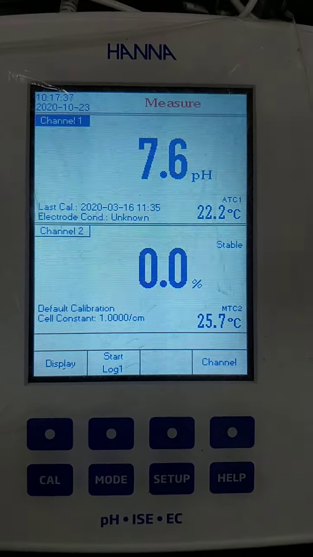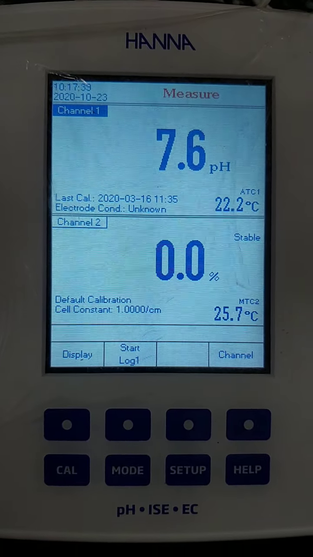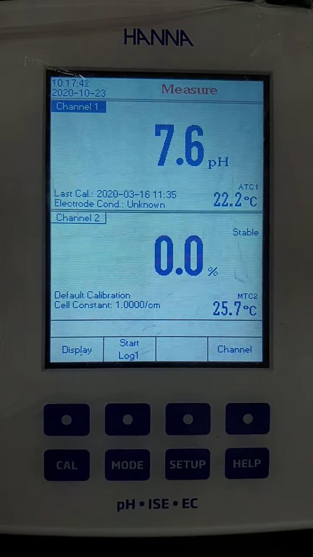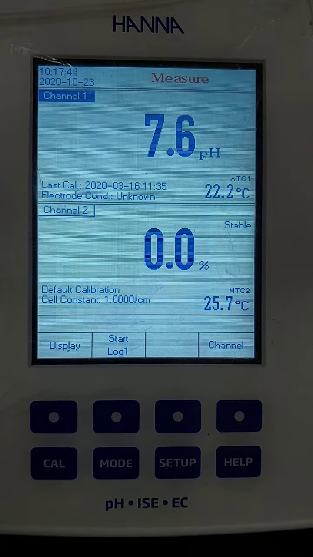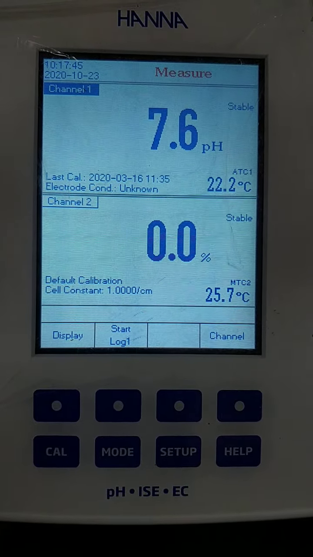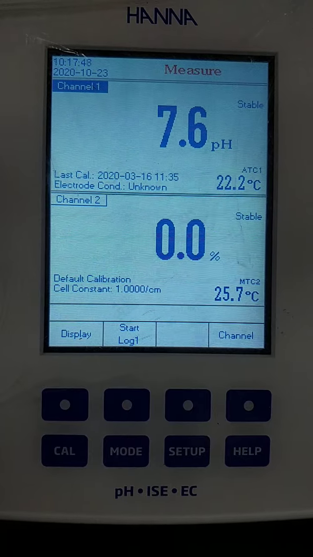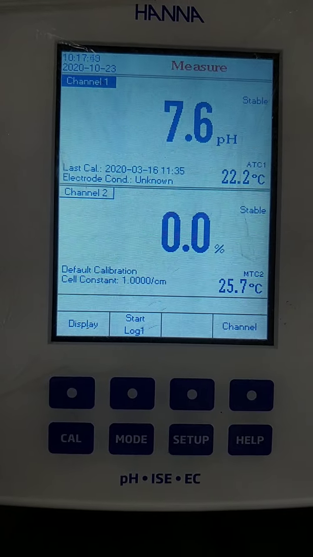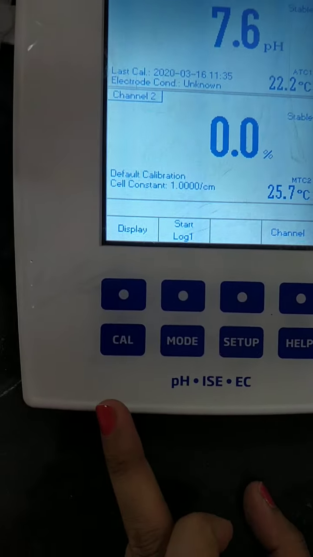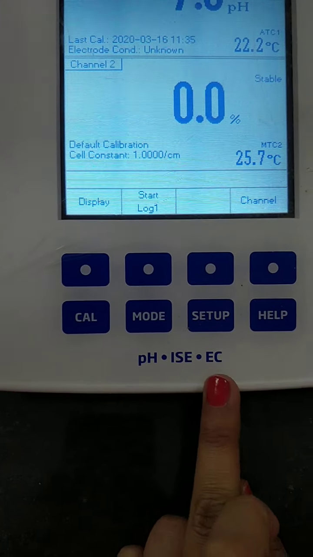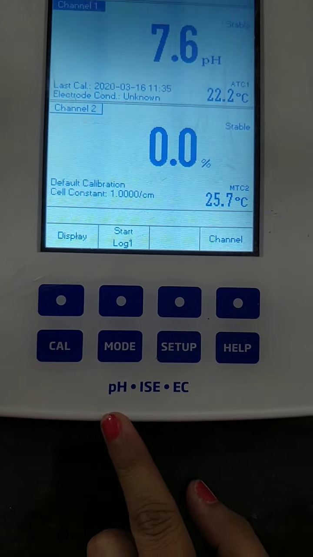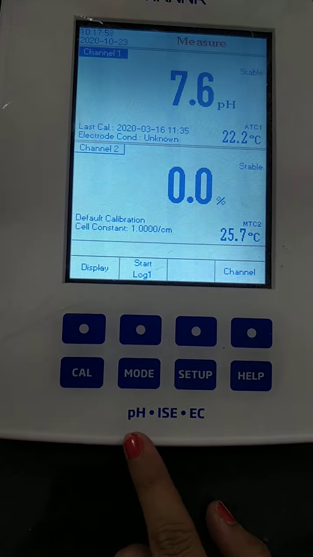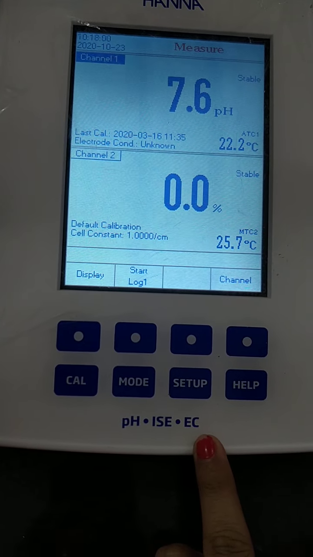Now on screen you can see the stable value of pH is 7.6 at the temperature of 22.2 degrees Celsius. The stable value has been achieved. Similarly, you can see on the apparatus that there is a mode for calibration, mode, setup and help. By pressing on the mode, we can select the various parameters like pH, ISE or electrical conductivity.